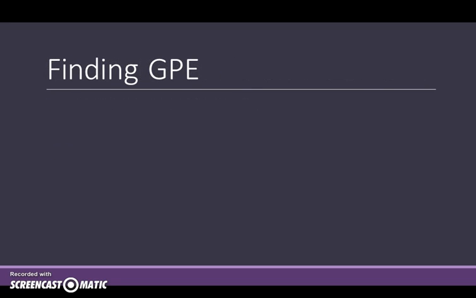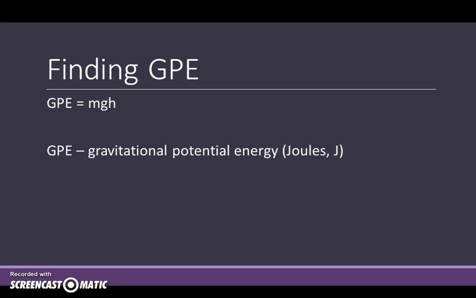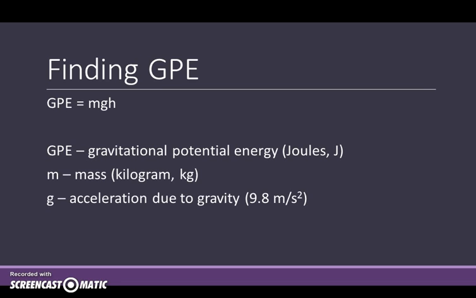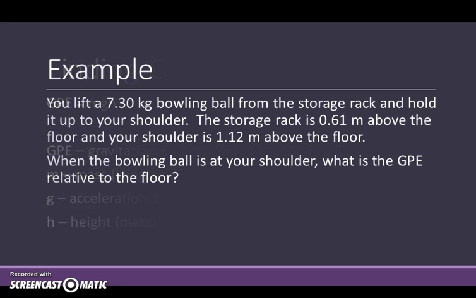So let's go ahead and find GPE. This is our formula. GPE equals mgh. Okay, so GPE, that's our gravitational potential energy. It is measured in joules. Mass, again, always needs to be in kilograms. G, that's acceleration due to gravity. We haven't used that in a while. 9.8 meters per second squared. That's a constant. That's not going to change. And then H, that's your height, and that should be in meters. So let's go ahead and look at an example.